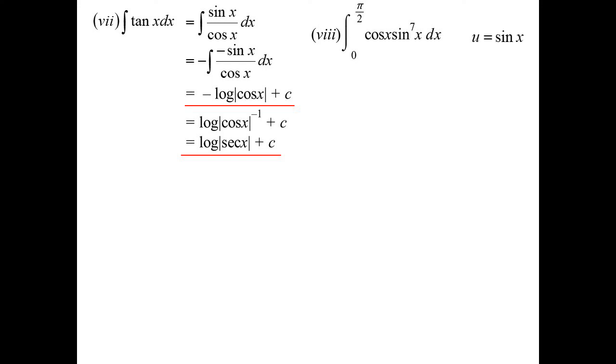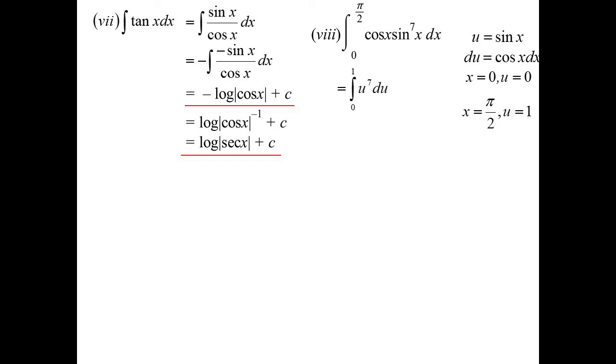If you don't see it straight away, remember you can do it via a substitution. You say, well, what's causing me the problem? The sine to the power of 7 is, so I'll make u equals sine x, du equals cos x. Oh, but now I've got to change my limits. When x equals 0, u is the sine of 0, which is 0. When x is pi on 2, u is the sine of pi on 2, which is 1.